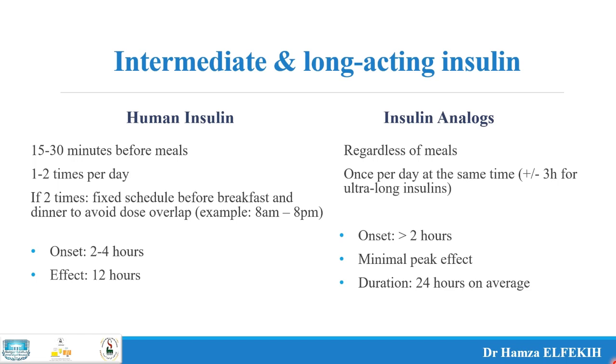For the insulin analog, we don't talk about intermediate-acting, but long-acting insulin. The injection is regardless of meals. We should just fix an hour, for example, 10 p.m., but with a few types of insulin we are allowed to administer it up to 3 hours after 10 p.m., for example. The onset is after 2 hours. There is minimal peak effect, and the duration is on average 24 hours. It depends. It could go from 18 hours to 36 hours with a few formulas.